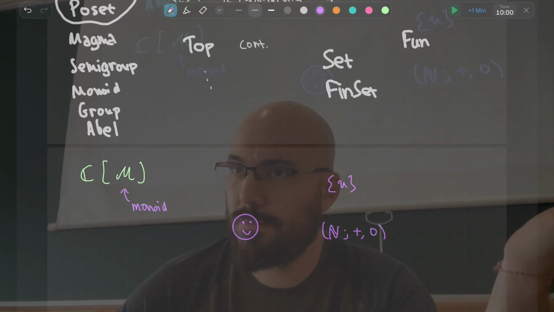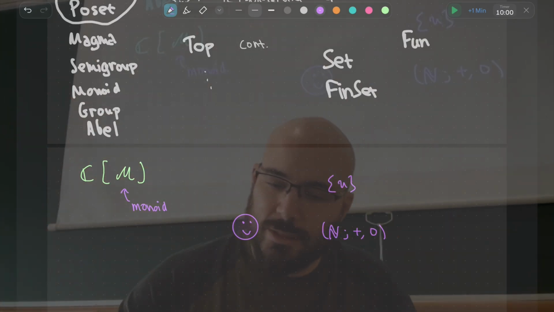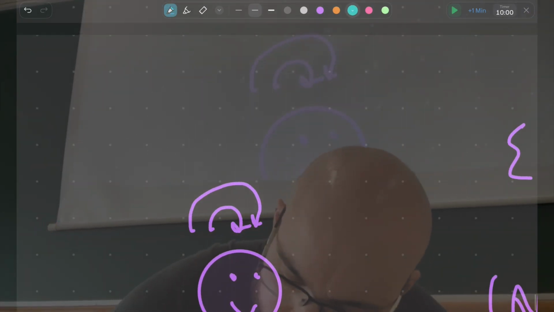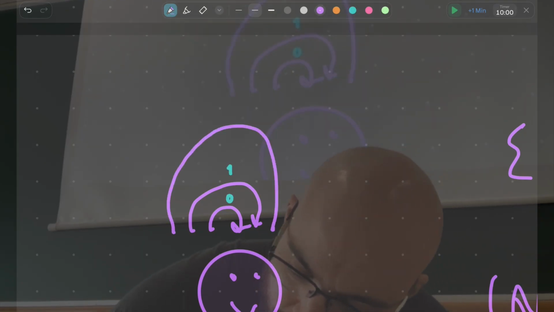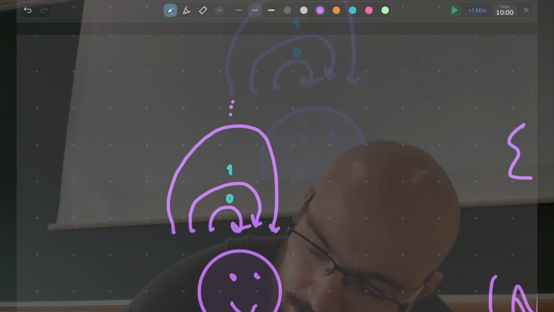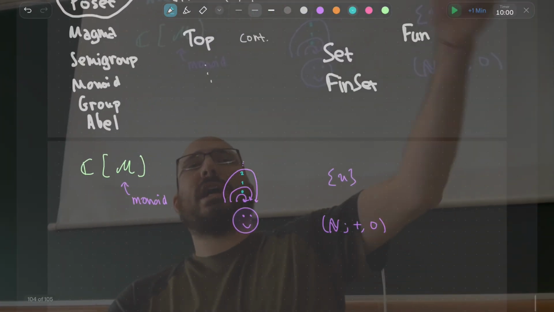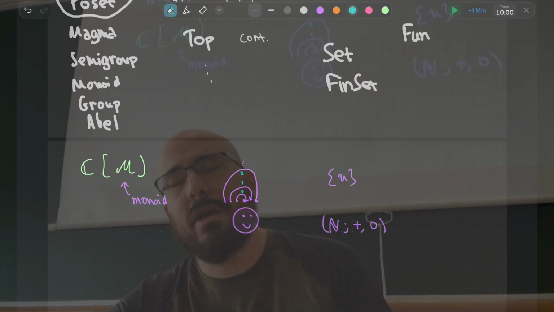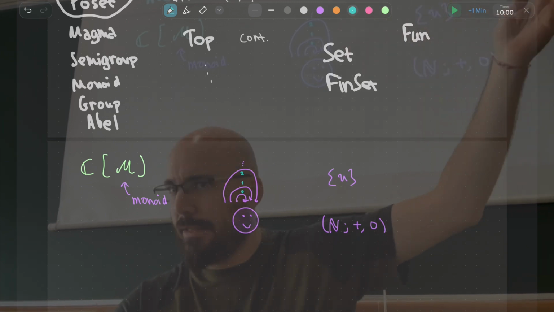What are the arrows? Well, I said that I'm going to get a category out of a monoid, so I have one arrow for each element of the monoid. So 0 corresponds to this arrow, 1 is this arrow, 2 is this arrow. I'm done describing the object, it's this happy guy. I'm done describing the arrows, it's one for each element of the monoid. Question, is it a category?